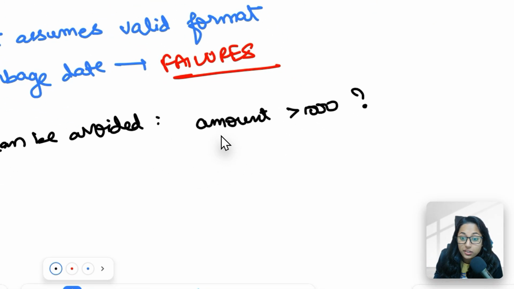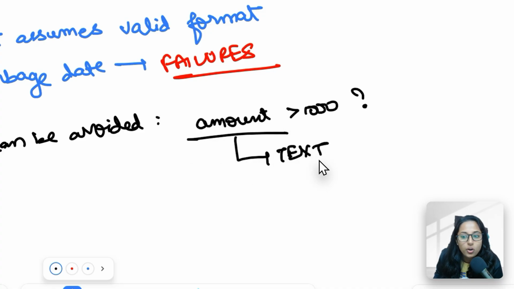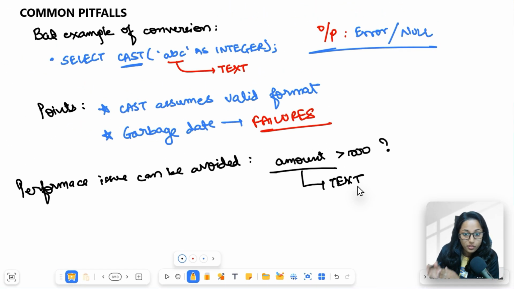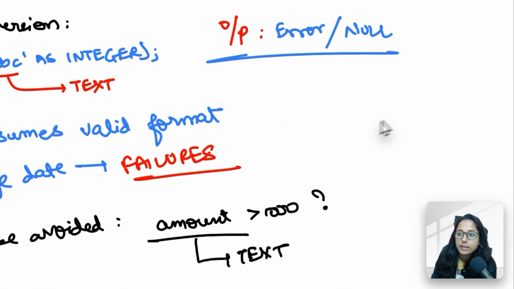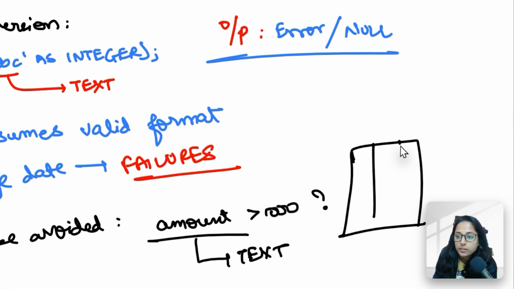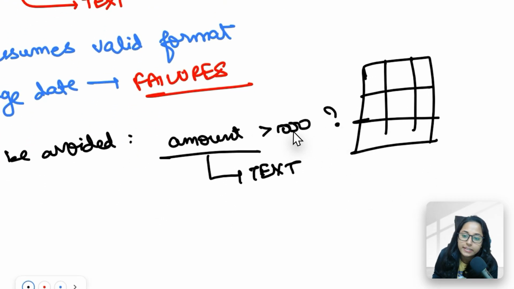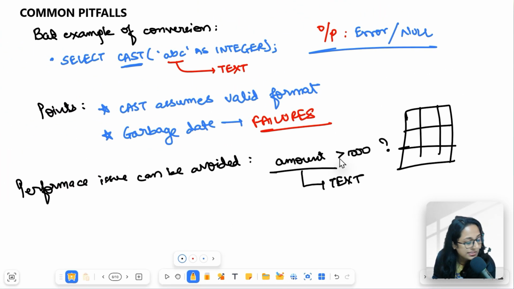Because we are going to cast it, because my amount is in text format, it is not even in integer format. So for each row, first of all, my amount will be casted, and then it will be compared with the integer value 1000, and then it will be added to my virtual table if it is a valid one or not. And then overall we will get my output, the amount which is greater than 1000. So in such cases, it may consume a lot of time.